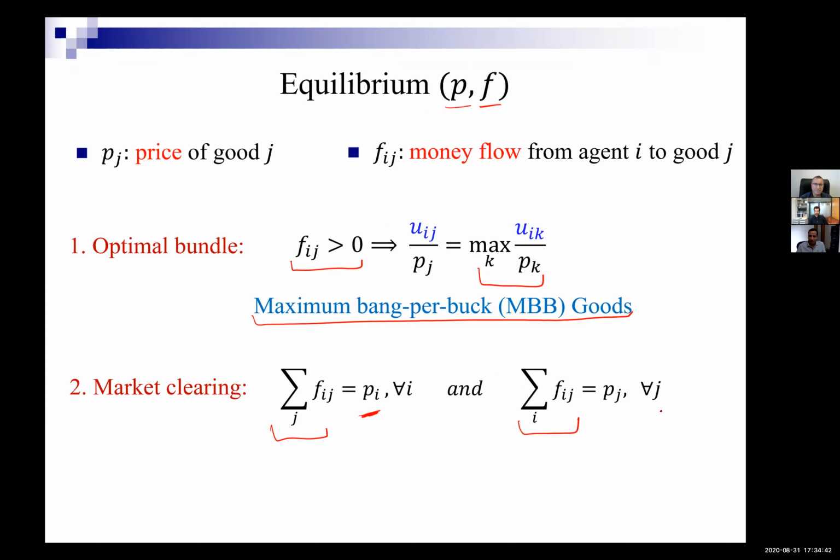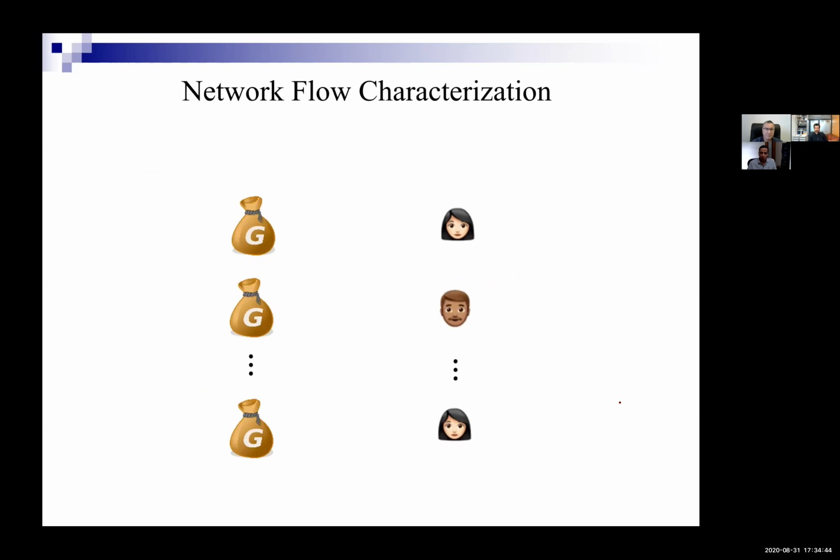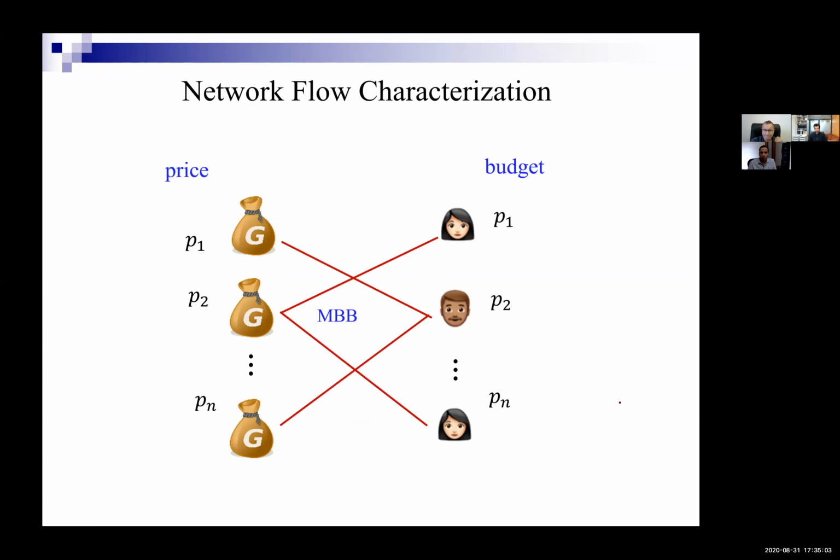We can interpret this problem as a network flow problem. The network flow interpretation is like this. On the left hand side there are goods, and on the right hand side there are agents. We want to find these prices p_1 to p_n for these goods, and these prices then translate into budgets, because each agent earns whatever the price is, and they can only spend on MBB goods, because this implies the optimal bundle.